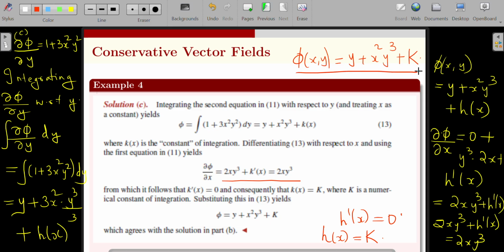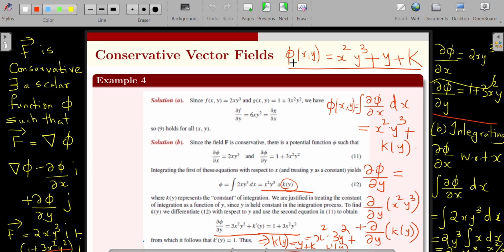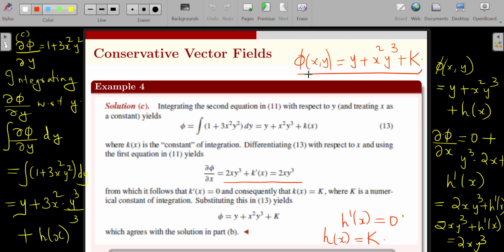So this is the phi of xy obtained by this particular method, and in the previous slide phi of xy was x square y cube plus y plus k. Here also phi of xy is equal to x square y cube plus y plus k. So in both methods we are obtaining the same scalar function, and this question is to understand how these two methods work. I hope that this is clear to you. So let us wind up this particular session.